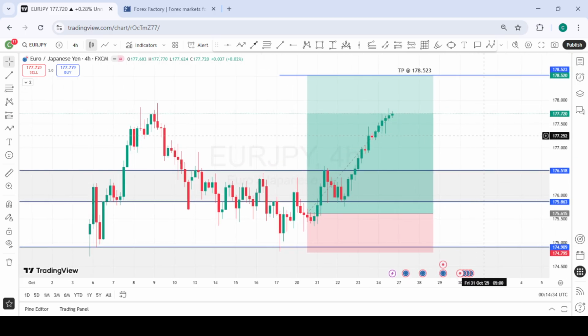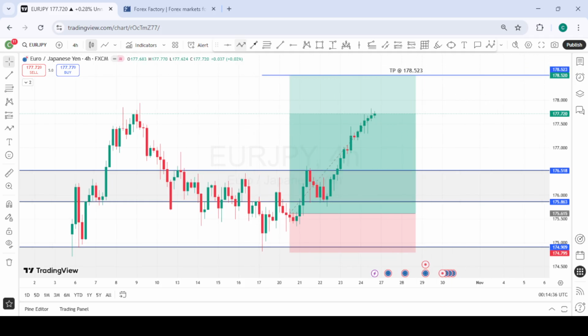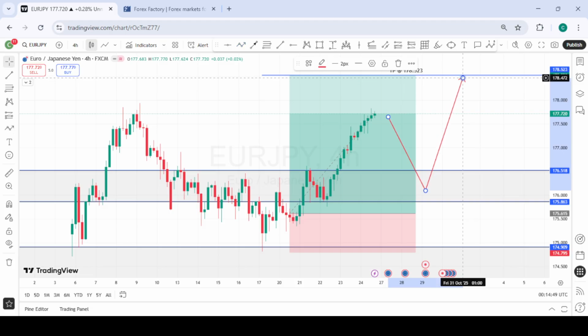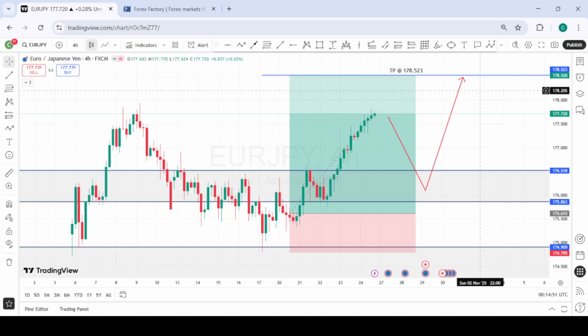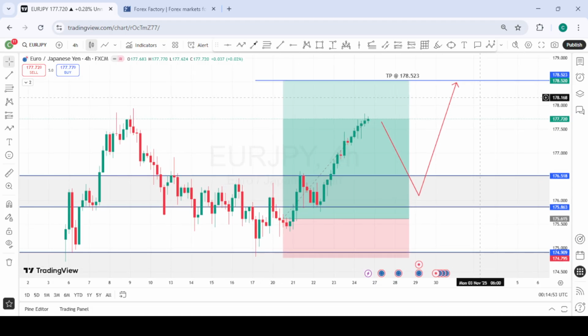So for the coming week, if we get a possible pullback, which might likely not happen, should we get a pullback to anywhere here or into this area of interest, we can be looking for possible buying opportunities to add on positions to continue the buy to the upside to complete this TP. But if price doesn't pull back all the way here and it goes to the TP, that's fine.